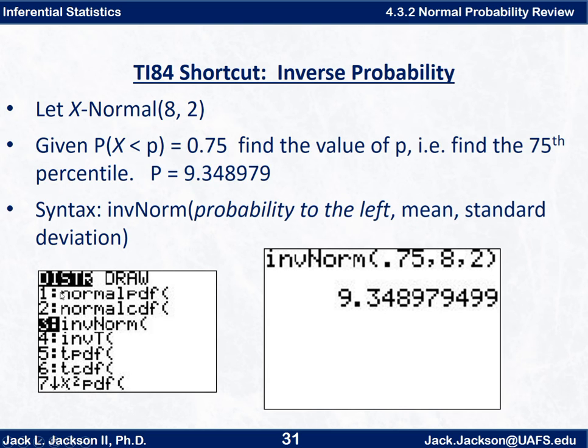Notice when you hit distribution, you get this here, and here's exactly where we got normal PDF, normal CDF, inverse norm, and some other things. Here we choose inverse norm. We give it 0.75, the 8, the 2, and it gives us the x value. So the probability that x is less than 9.34, etc., is exactly 0.75.